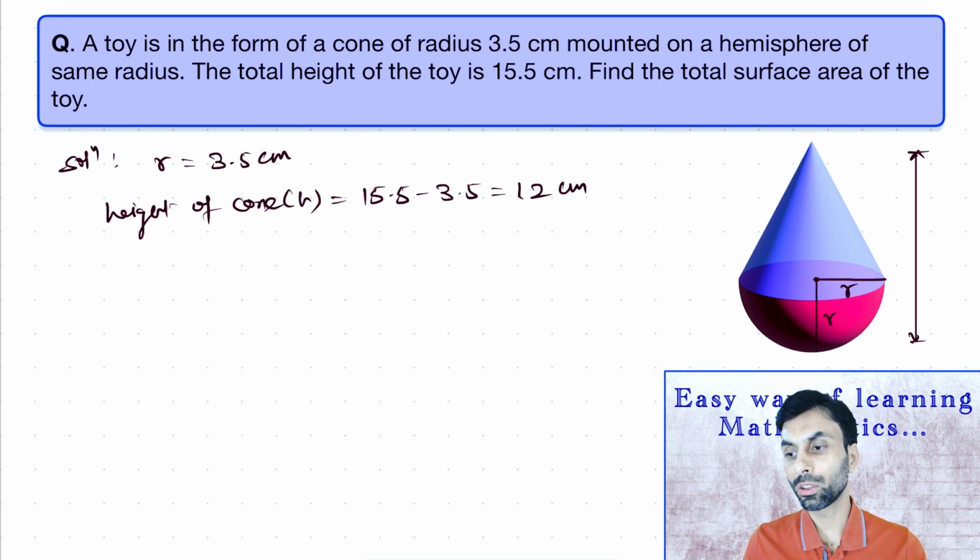Now we have to find the total surface area of the toy, for which we will need the curved surface area of the hemisphere and the curved surface area of the cone.